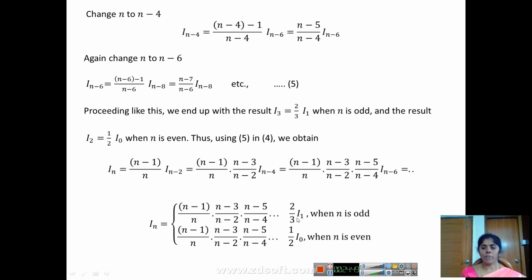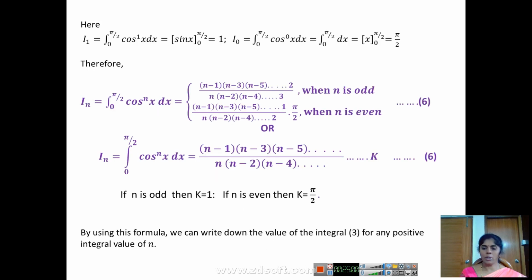So find out the value of I1 and I0 and multiply those terms. If n is odd, we have to multiply I1. If n is even, multiply the I0 value.